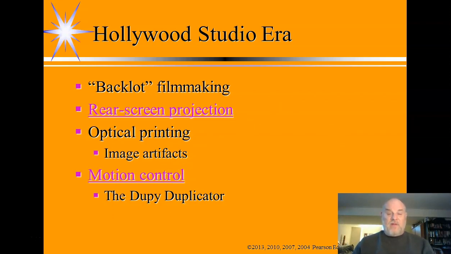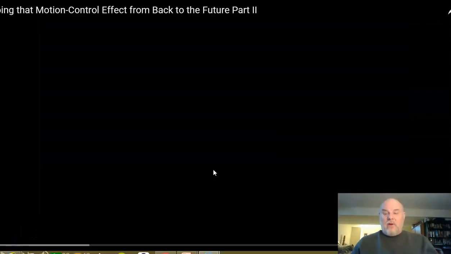So here we're going to have a look at some motion control effects from Robert Zemeckis' film Back to the Future 2, and this was made about 2 years prior to Death Becomes Her.